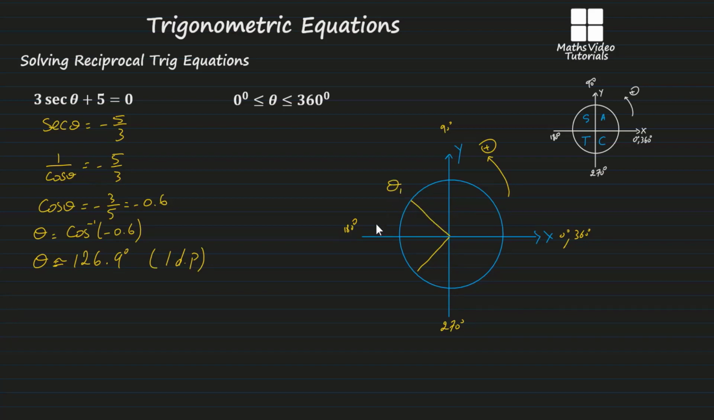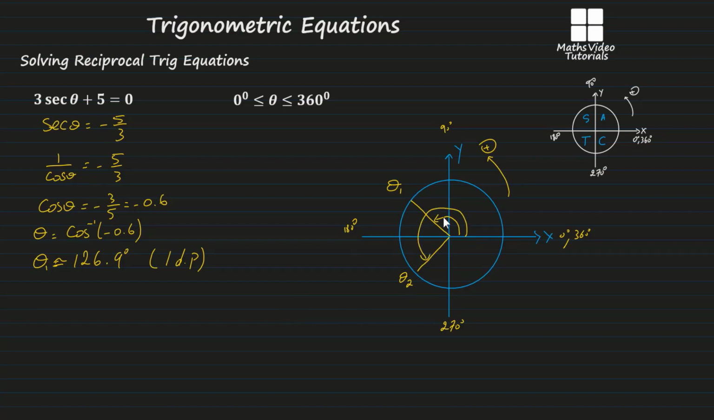I'm going to call it theta 1. Now, because our cos theta is negative 0.6, according to the CAST diagram, we should have two answers, one in the second quadrant and another one in the third quadrant. So the first one is the one we just calculated, theta 1, and the second one will be this one here, theta 2, in the third quadrant.